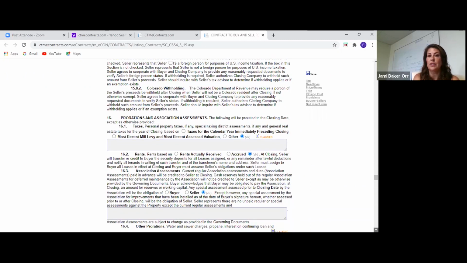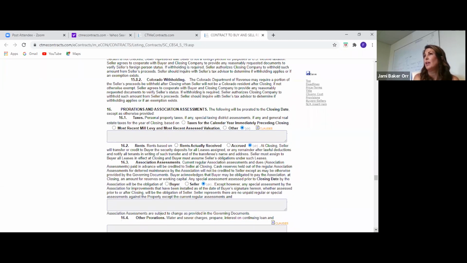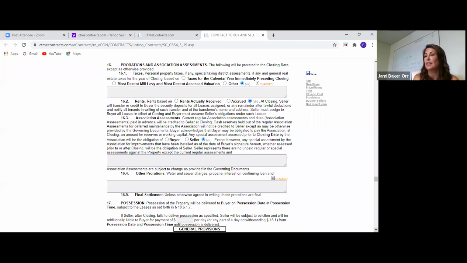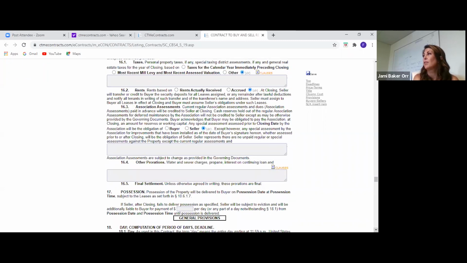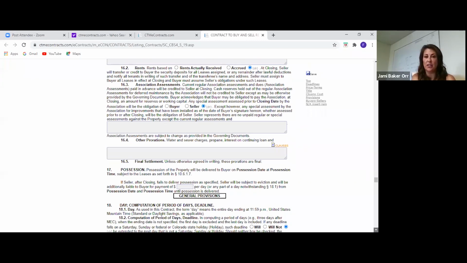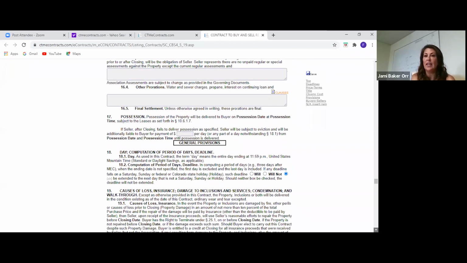Colorado withholding just says that if the state requires the title company to hold funds, that they can. Prorations of the assessments, that's just saying who's going to pay for the association assessment up until closing. Normally the seller does, but I guess it's whatever you negotiate in your deal. And then any other prorations.